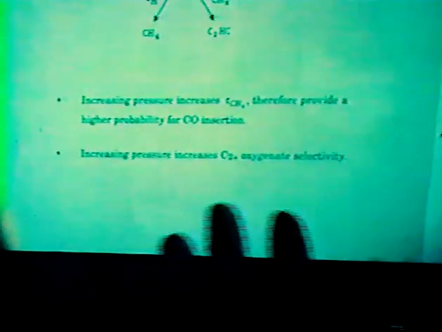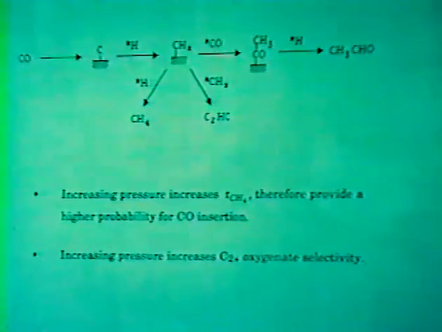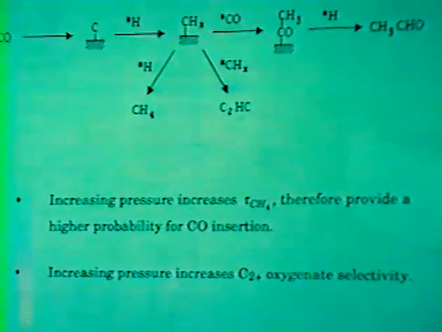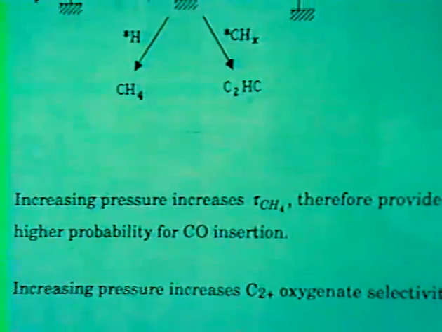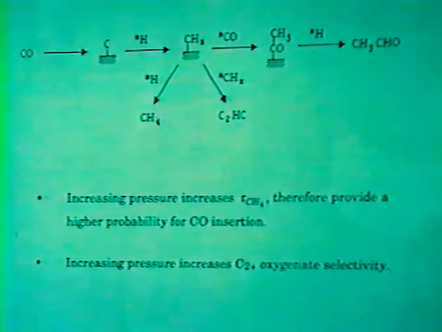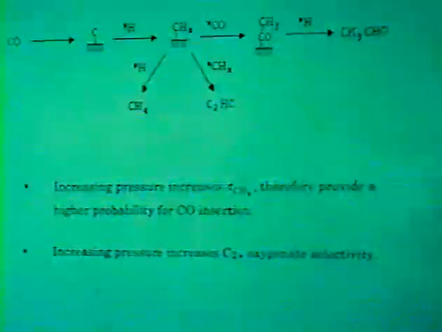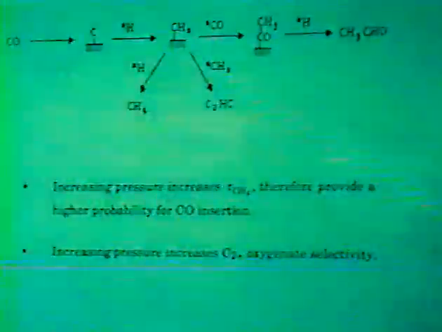So here let me summarize our observations. Increasing the pressure causes an increase in tau methane. Tau methane indicates the average residence time of the intermediate leading to methane, and therefore provides a high probability for CO insertion. In addition, increasing the pressure also causes an increase in the CO insertion activity, the intrinsic rate constant for CO insertion. So the combination of these factors leads to the formation of acetaldehyde at high pressures.